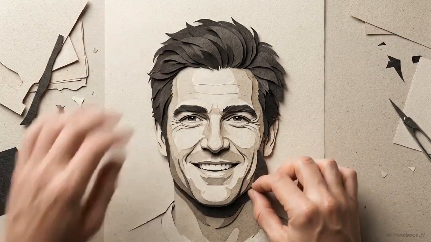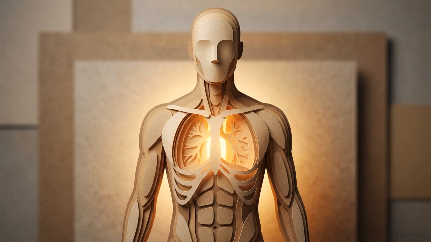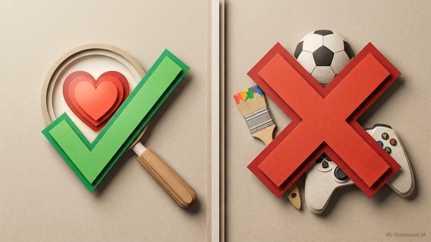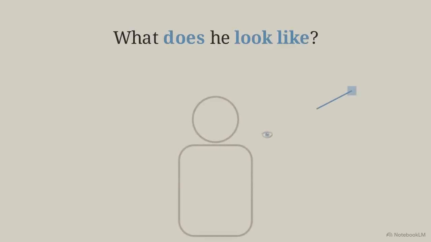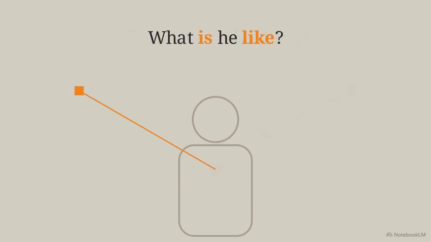of the person. Once the physical sketch is done, we move to the inside. To find out about a person's character, we ask, "What is he like?" If your first language is Portuguese, be very careful here. What is he like does not mean "o que ele gosta." That is a completely different question about hobbies. Notice the difference in the verbs. What does he look like asks about the visual, physical outside. What is he like asks about the invisible inside, the personality.